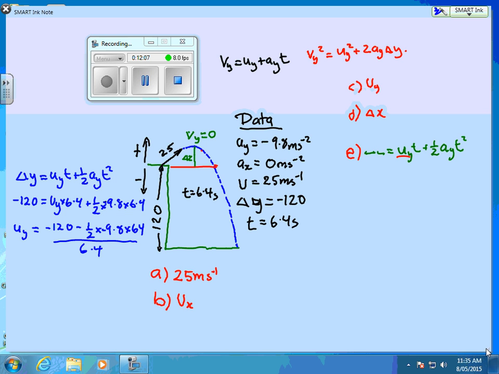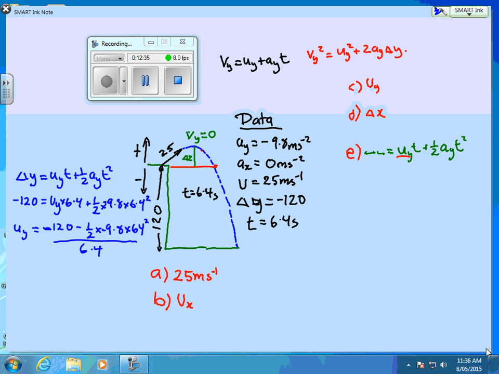I've got a minus there. Isn't it also 6.4 squared? Correct, squared on the end. Thank you. That's minus 120 on that side from the equal, but when you fill that out, all I've done is I've left the uy there. So I've got the minus there, and I've subtracted this bit from it. So minus 120 minus 1/2 times minus 9.8 times 6.4 squared.